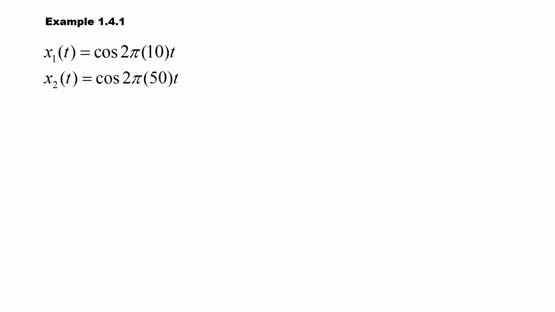So, first example is the example 1.4.1 from the textbook. They have two signals, x1(t) is equal to cos 2 pi 10t, which means the frequency here is 10. And the second signal is cos 2 pi 50t, that is, the frequency here is 50. And both of the signals are being sampled at a sampling frequency of 40 hertz.